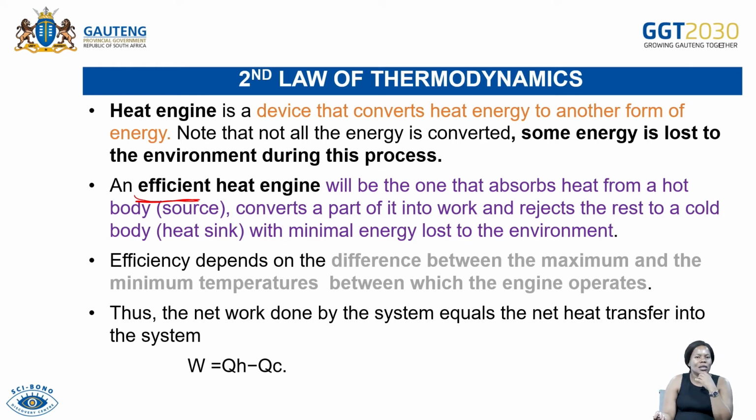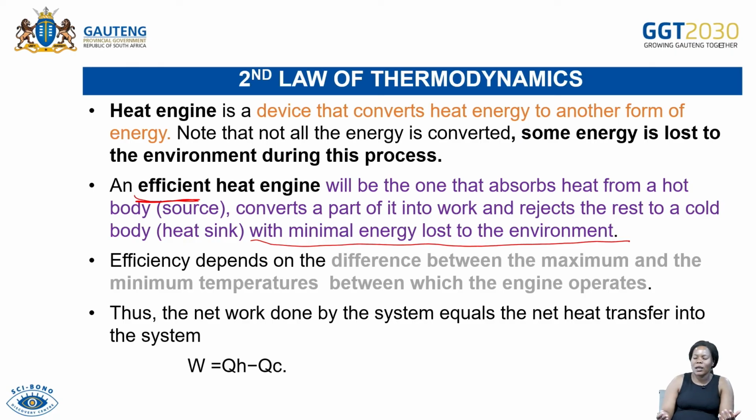An efficient heat engine is one that absorbs heat from a hot body source, converts part of it into work as expected, and rejects the rest into a cold body, which we refer to as a heat sink, with a minimum energy lost to the environment. So pay attention to the last part. We want the minimum energy to be lost into the environment. We want most of it to be converted into work, and most of the rest to be rejected into the cold body, which is what we refer to as a heat sink.